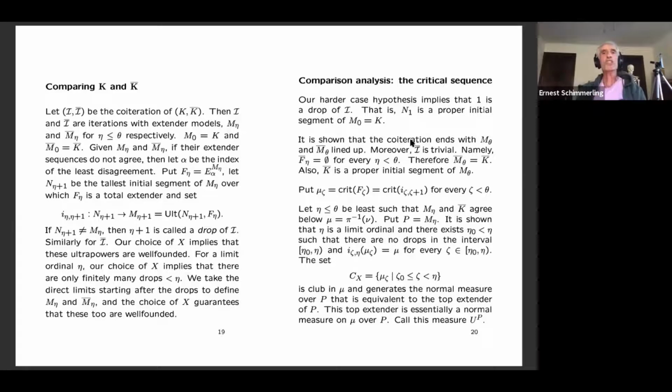Okay, so now rushing through analysis that I'm not going to explain fully, and that also a lot of it hinges on the actual definition of K going beyond the fact that K is an extender model. So the harder case hypothesis tells us that on the K side of this coiteration, meaning the iteration I, the unbarred side, the first thing that happens is you drop, right?